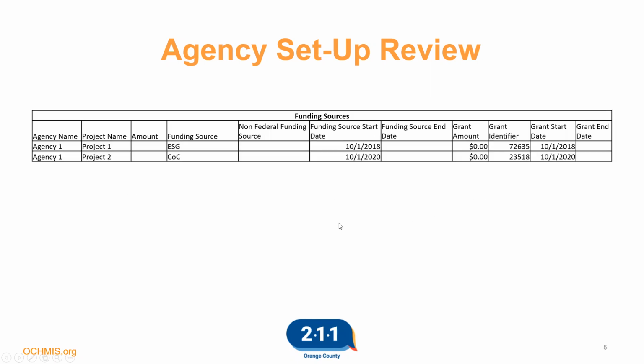The next set of data is funding sources. Again, each project will have a separate row. It could also have multiple rows if the project has multiple active funding sources. So you'll be able to see the amount if it's in there, where the funding source is coming from, and then grant identifier, start date and end date, that type of information.